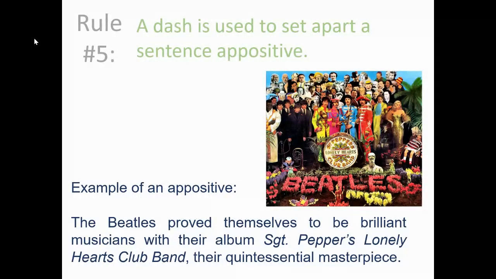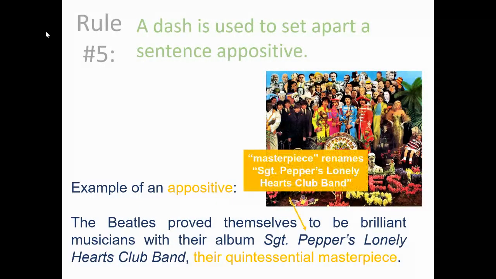Here's an example of a regular appositive, something that I'm sure we all know. The Beatles proved themselves to be brilliant musicians with their album Sgt. Pepper's Lonely Hearts Club Band, their quintessential masterpiece. Well, in this case, the word masterpiece is basically renaming the title of their album, which was Sgt. Pepper's Lonely Hearts Club Band. And so if I were going to put this on a sentence diagram, I would see that the word masterpiece, once again, is simply in parentheses, and it's renaming the title of that album. So this is an appositive. It's a noun renaming another noun.